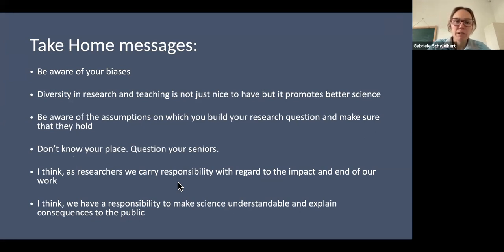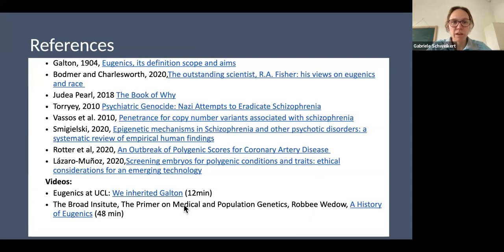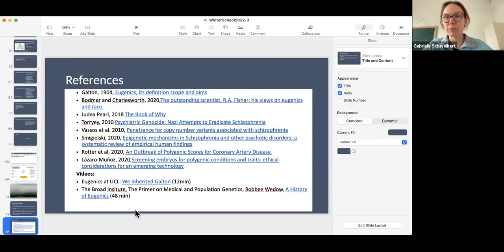I do think that as researchers, and in particular in this field of machine learning applied to biomedical data, we have an extra responsibility to think about the impact and the ends of our work, in the positive sense and the negative sense. We have to think about worst case scenarios as well in order to prevent them. And I do think that we have a very big responsibility to make our science understandable and to explain consequences to the public. And here are some of the references that I was quoting in the lecture. And with that, I would stop.